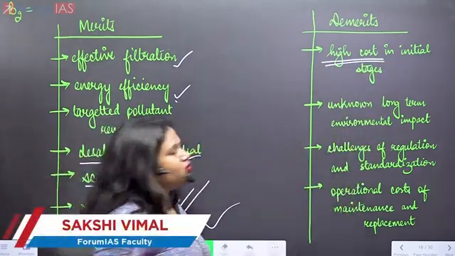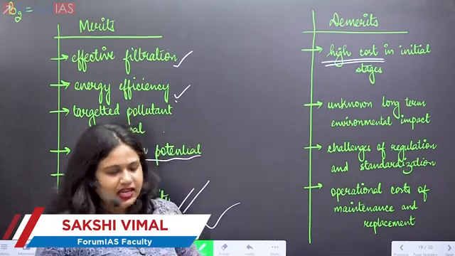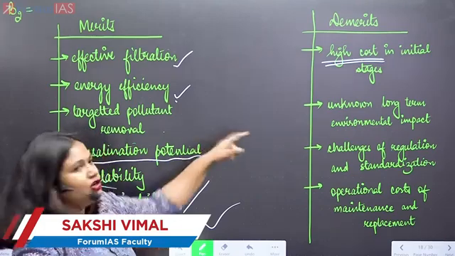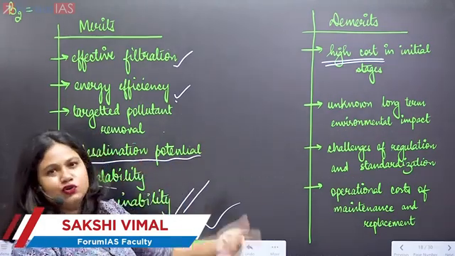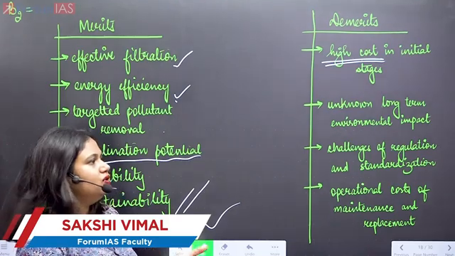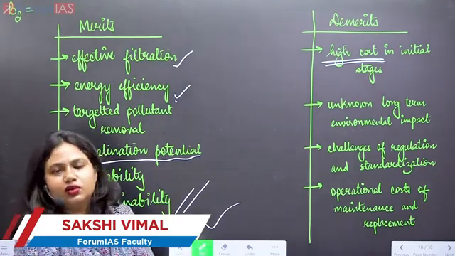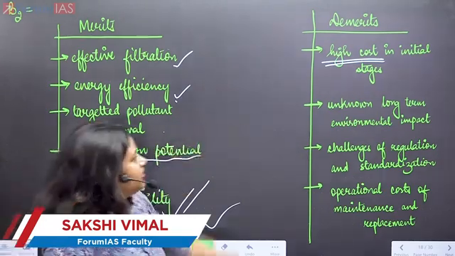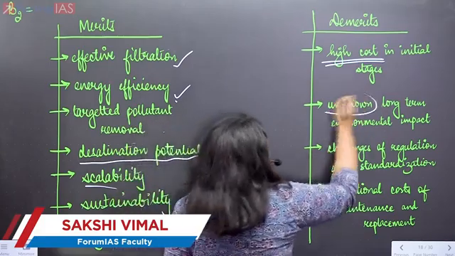Then we don't know the long-term environmental impact. In the short term, I know that yes, it's not adding any chemicals, right? But in the long term, I don't know how nanotubes are going to degenerate. I don't know whether or not nanotubes themselves are going to accumulate in the environment. We don't know about that, which is why the long-term environmental impact is unknown.